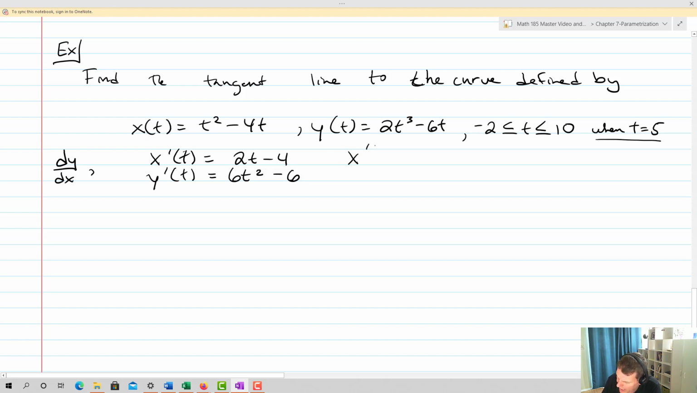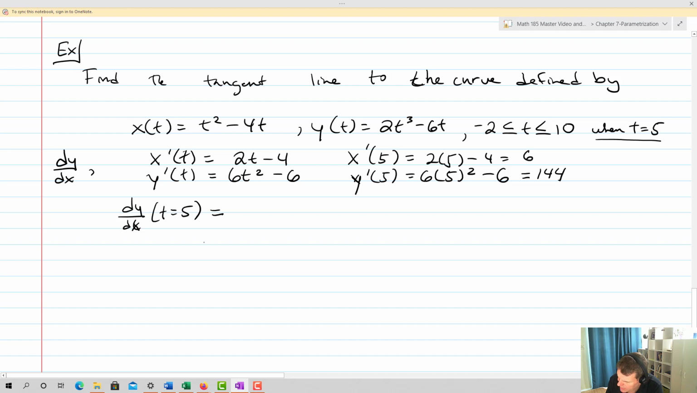simplifying, I'm going to find x prime of 5, which equals 2 times 5 minus 4, which is 6. And I'll find y prime of 5, which equals 6 times 5 squared minus 6, which is 150 minus 6, so that's 144. So dy dx when t equals 5 is going to equal 144 over 6, which ends up equaling 24. So that's the slope of my tangent line.